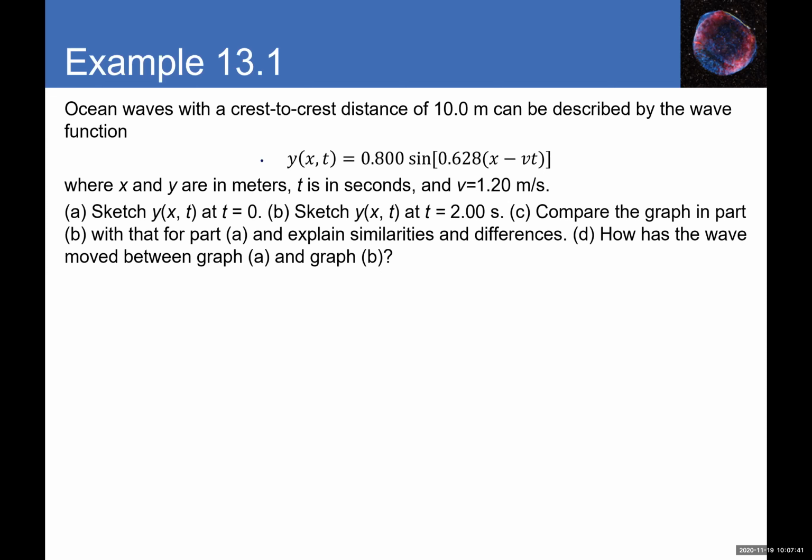And then we're going to compare the graphs, talk about similarities and differences and how the wave moved between graph A and graph B. I think it would be better to come back to this example after I explain what a crest is, the wavelength, and things like that. So we will come back in a little bit and tackle this example.